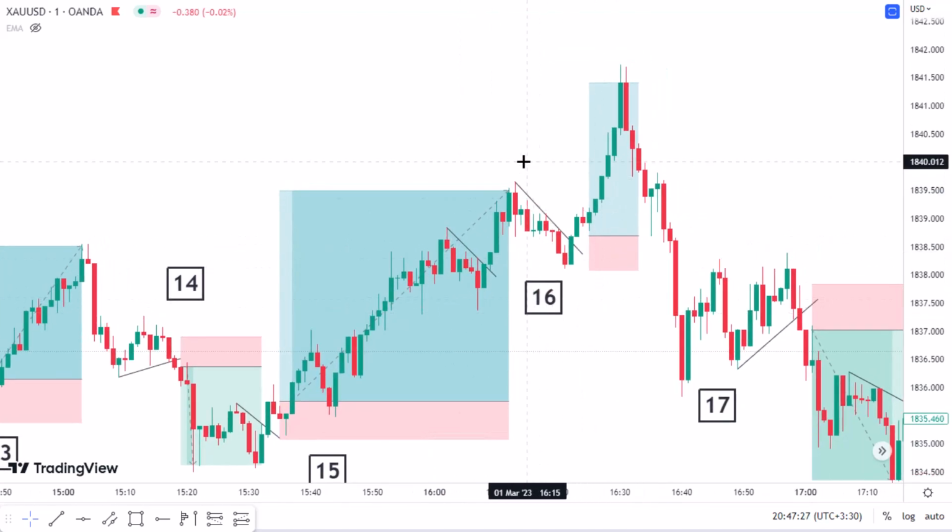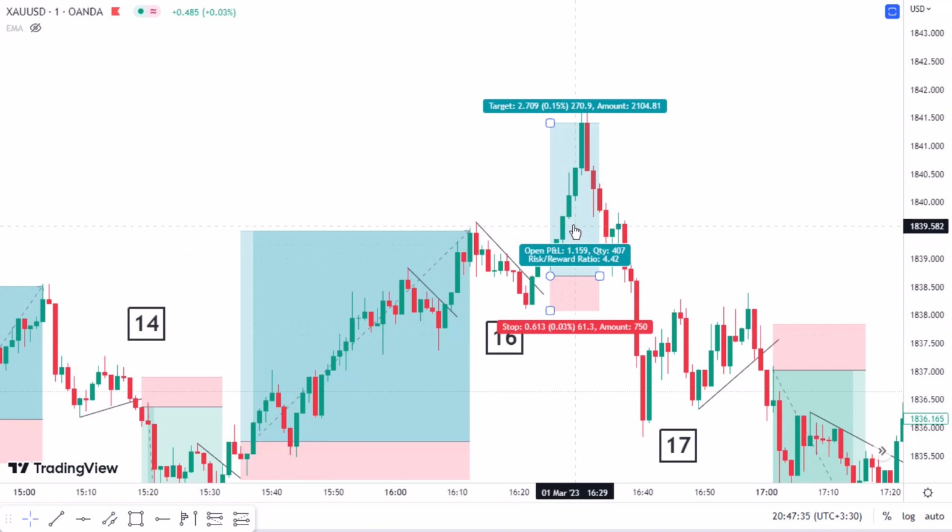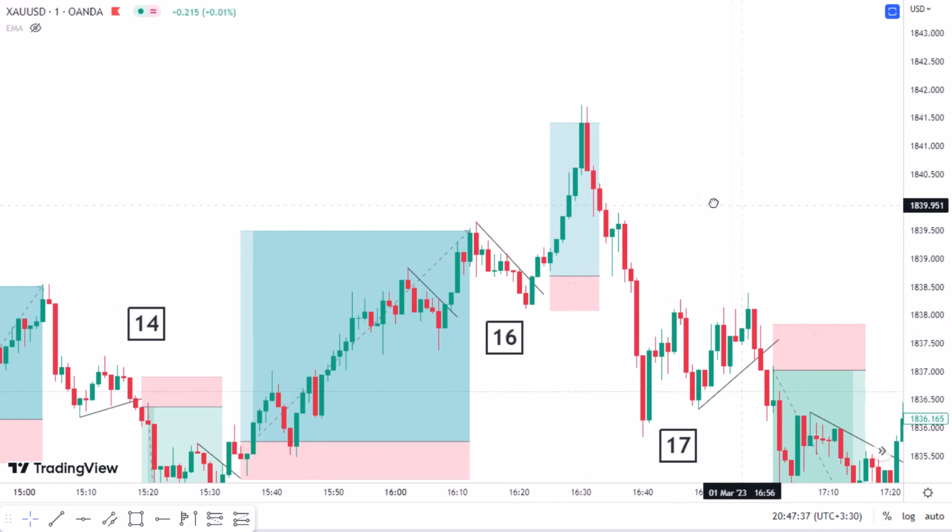On trade 16, we have a trend line here with 3 touches, and the first time it breaks it here, we enter the buy position, put our stop loss somewhere safe, and it gives us a reward of 4.4.